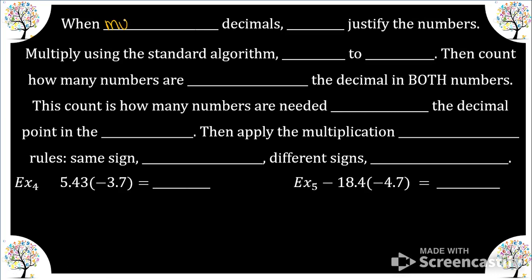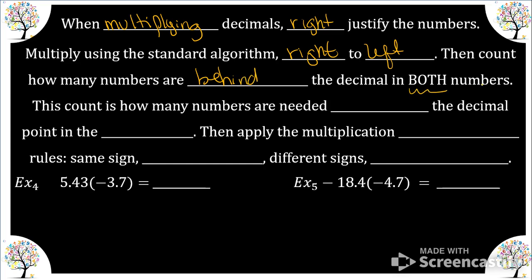Now, when multiplying decimals, we need to justify the numbers. That means just move all the digits to the right. No need to worry about where the decimal place is. Multiply using the standard algorithm, which is from right to left. Then we're going to count how many numbers are behind the decimal in both numbers. And this count is how many numbers are needed behind the decimal point in the answer.